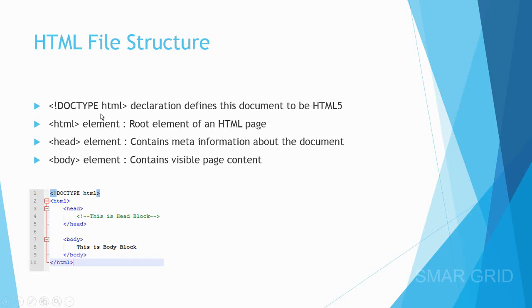The document type tag defines that this document is an HTML file. Here we are not defining any HTML version. By default, it will consider the latest version. If required, you can write HTML4, HTML3 here in this location. And the HTML element is the root element of the HTML page, as we already discussed. The head element contains metadata information about the document. The body element contains visible page content.